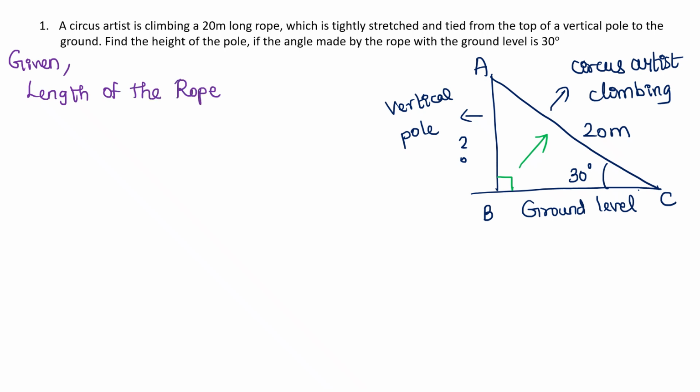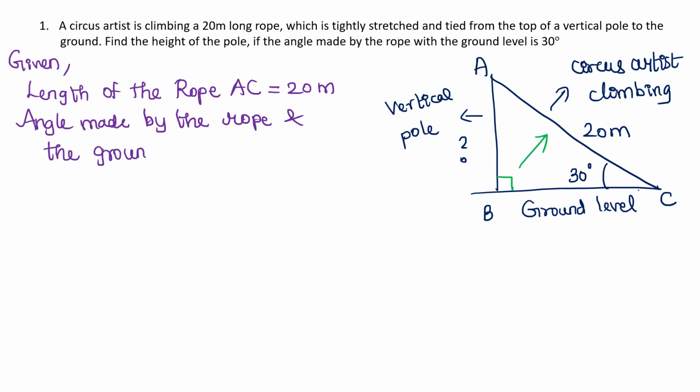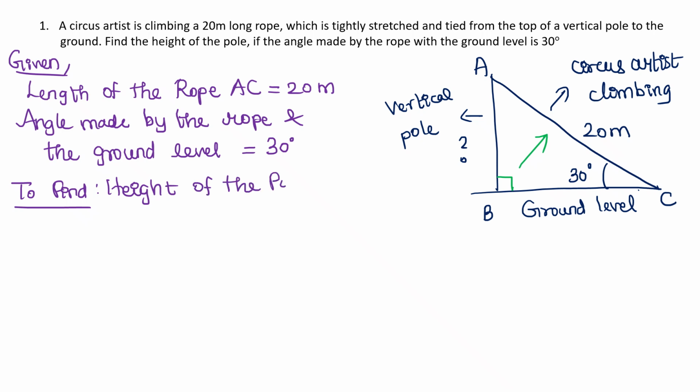The length of the rope AC is 20 meters. Now, the angle made by the rope and the ground level is 30 degrees. So what are we going to find out here? We are going to find out the height of the pole AB.